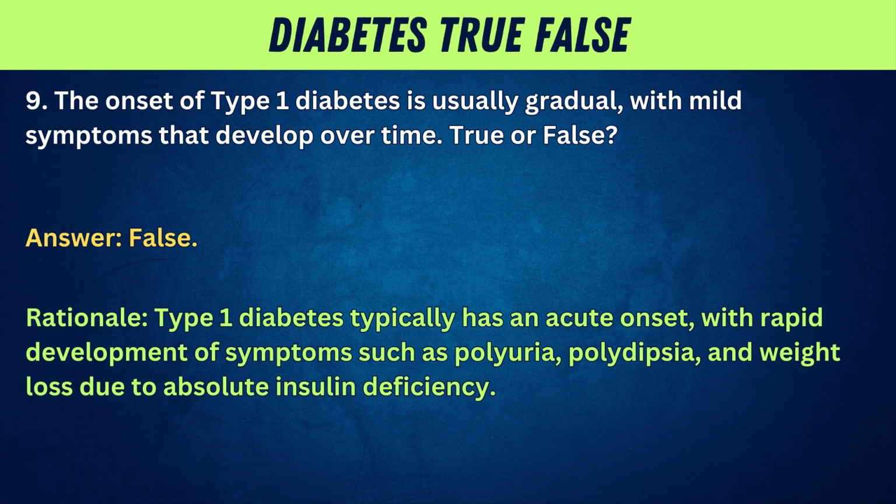9. The onset of type 1 diabetes is usually gradual, with mild symptoms that develop over time. True or false? Answer: false. Rationale: type 1 diabetes typically has an acute onset, with rapid development of symptoms such as polyuria, polydipsia, and weight loss due to absolute insulin deficiency.